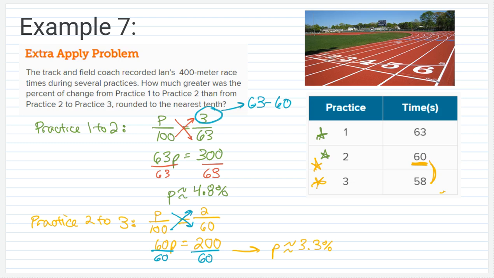We're not done here, because the final question we're trying to answer is how much greater the percent of change from practice 1 to practice 2 was than from practice 2 to practice 3. Well, we just have to do one more step, which is to subtract. Our final answer comes from doing 4.8 minus 3.3, and we find that it's approximately 1.5% greater. So that's how much greater the percent change was from practice 1 to practice 2 than from practice 2 to practice 3.